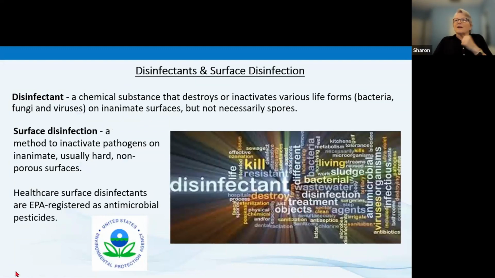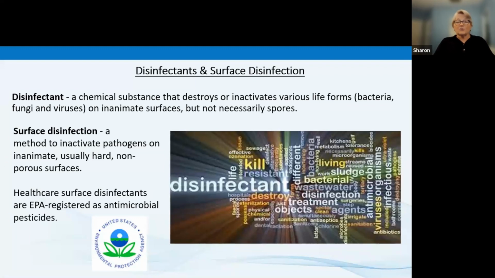So what is a disinfectant? It's a chemical that destroys or inactivates bacteria, fungi, and viruses, but not necessarily spores on inanimate surfaces. And surface disinfection is a way to inactivate pathogens on those hard, non-porous surfaces. So along with hand hygiene, surface disinfection is one of the most important measures in healthcare to limit the transmission of pathogens. And as we've learned, contamination occurs from either that direct patient contact, touching them directly, or indirectly from touching contaminated surfaces. So improving surface disinfection can contribute to a reduction in the spread of organisms.